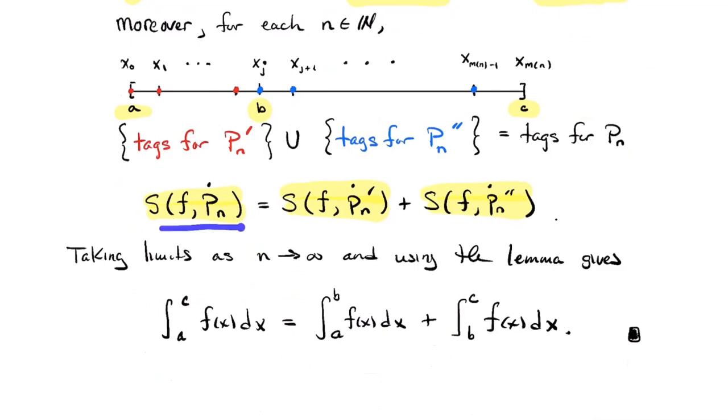So if we just take the limit as n goes to infinity, well, over the entire interval A to C, the Riemann sums of f over the tagged partition Pn converge to the integral from A to C. This first term on the right-hand side is going to converge to the integral from A to B because Pn prime is just the partition for up to B. And the second one is going to converge to the integral from B to C. All right, so that's a proof of this additive property of integrals.